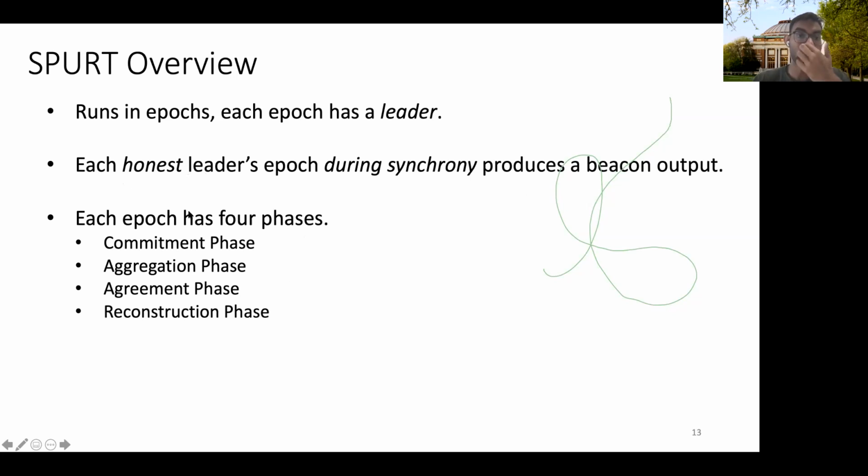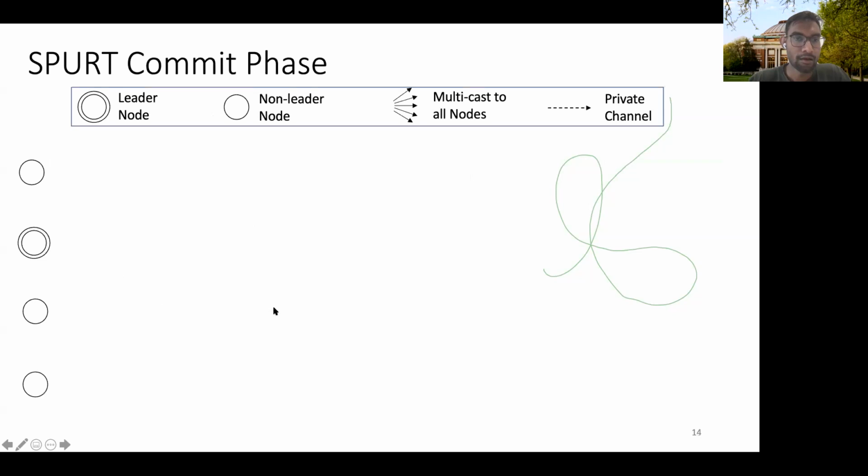Each epoch has 4 phases: commitment phase, aggregation phase, agreement phase, and reconstruction phase. During the commitment phase, I'll describe the protocol using an example of 4 nodes. The second node here, denoted by a double circle, is the leader node for that particular epoch. The rest of the nodes are non-leader nodes.